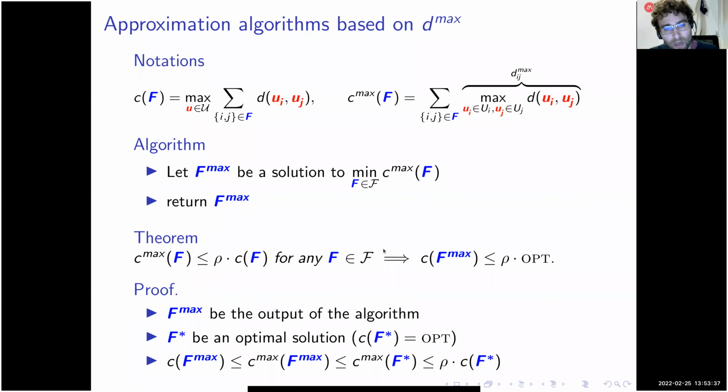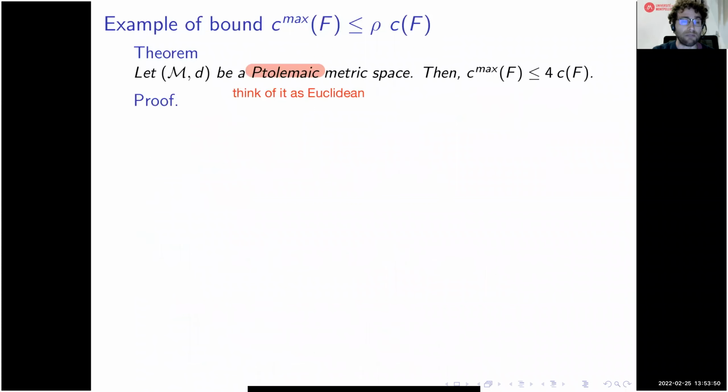A large part of our work has been devoted to finding a specific rho for specific types of problems. So I will try to give you an idea of one general rho that we found. It's based on graphs that are Ptolemaic. We didn't know what that was before starting this work. So let's just assume that it's Euclidean. Essentially, it works as you would think Euclidean space works. If you assume that your metric space, the space on which the distances are defined, is Ptolemaic, then you get a rho equal to 4. I will give you some idea of the proof.